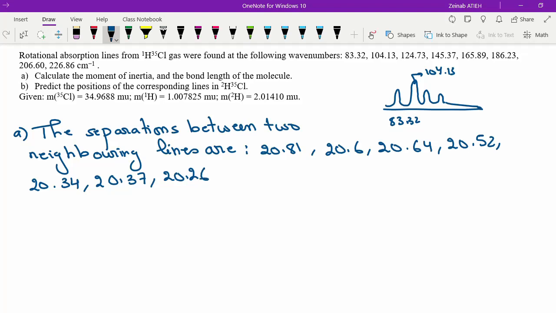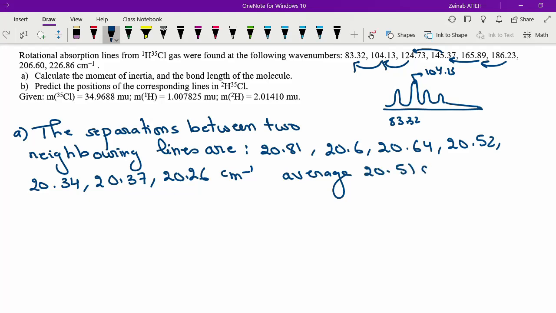So what I have done is that I subtracted this from this to get the first one, then subtracted this from this to get the second one, then this from this to get the third, this from this to get the fourth, and so on until I finished all of them. So I was searching for the separations between two consecutive lines. For sure, this is in centimeter minus 1. You can see that all the values are approximately constant with an average of 20.51 centimeter minus 1. So this is the average.